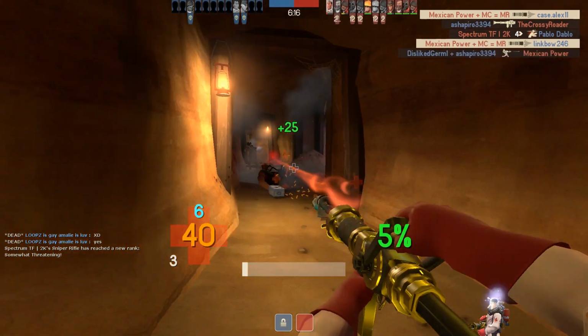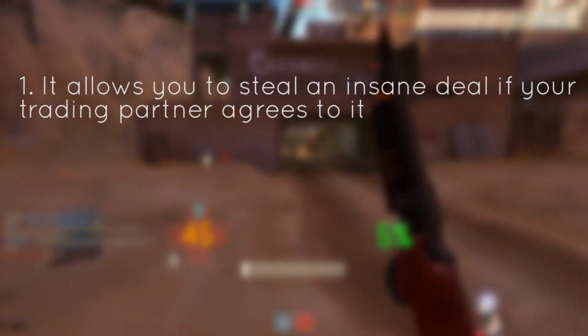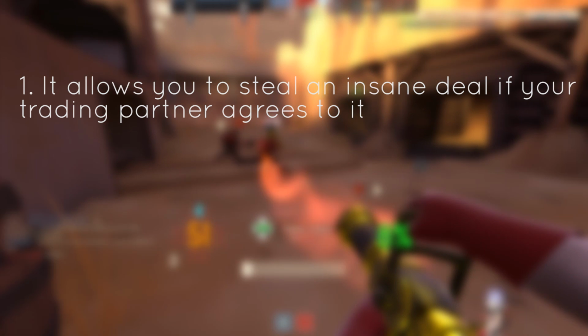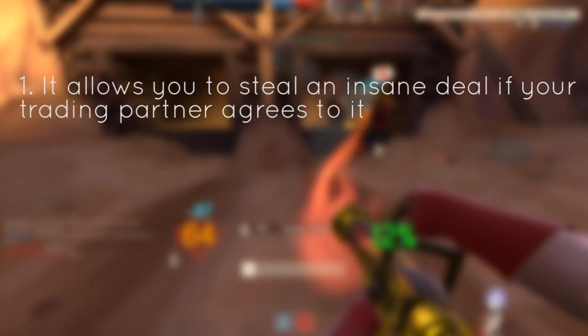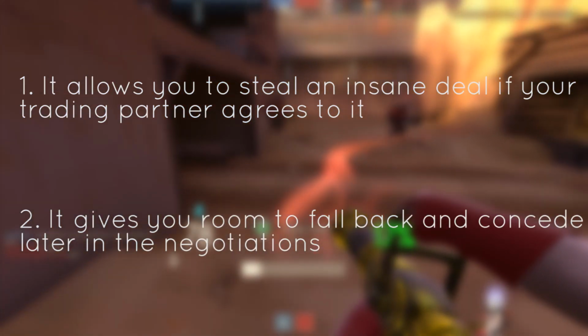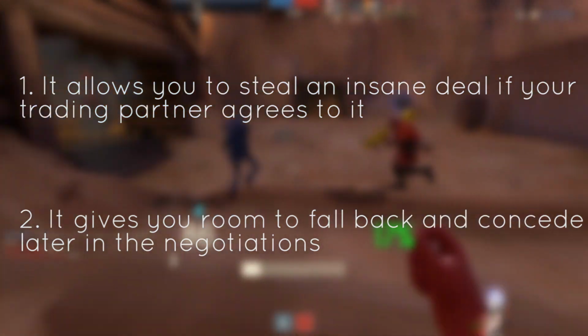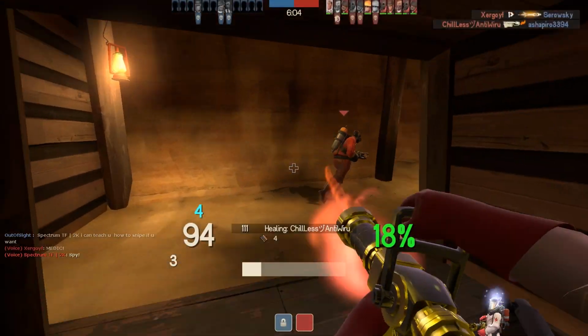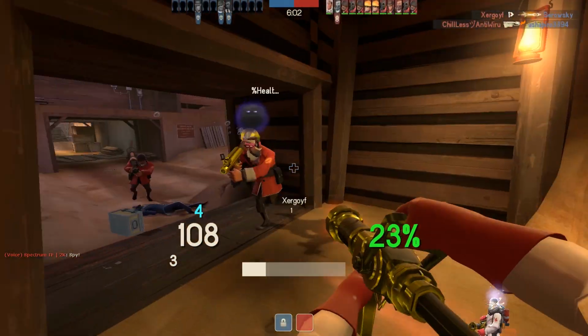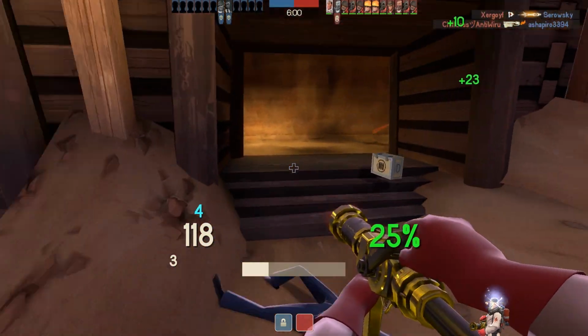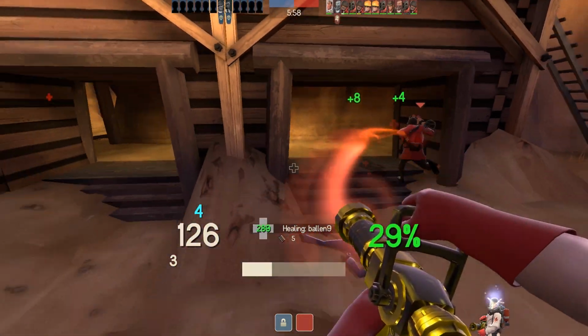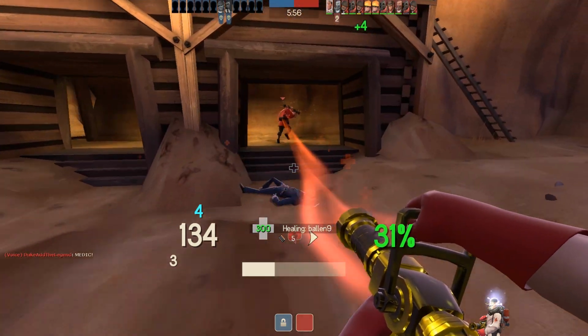This is because of two reasons. Number one, it allows you to steal an insane deal if your trading partner is willing to agree to the first offer, and number two, it gives you a lot of room to fall back and concede later in the negotiations. Almost 90% of the time, your trading partner will decline your first offer simply because it is too good for you. However, it gives you an initial point of negotiation that is in your favor.